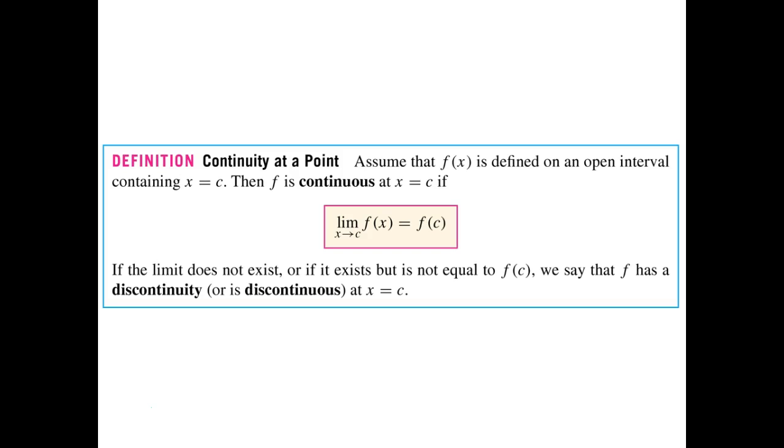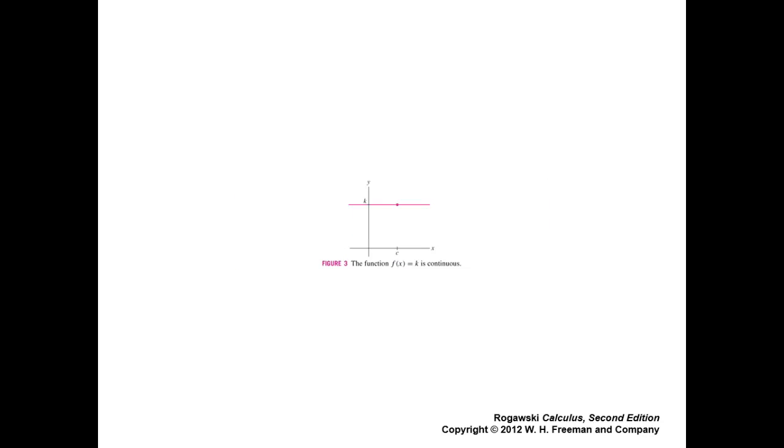Okay? If the limit does not exist, then that's not true. Okay? If the limit as x approaches c of f of x does not exist, then this isn't true. Okay? Or if it exists but is not equal to f of c, then we say that f of x has a discontinuity or is discontinuous at x equals c. Okay? And let's look at a couple of examples of that.